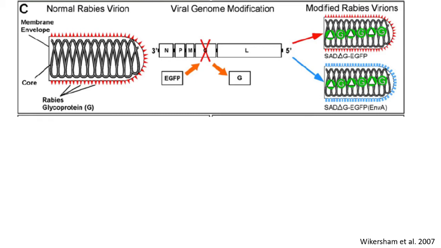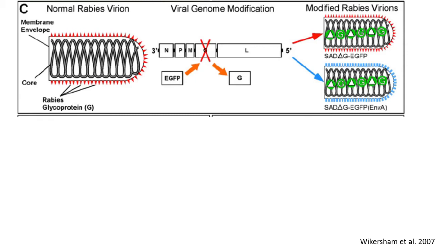Wickersham et al. created a modified rabies virus by deleting the rabies virus glycoprotein gene. The glycoprotein is not required for replication, but it is required for transsynaptic spread of the virus. They replaced that gene with one that coded for green fluorescent protein so that they could see which cells the virus replicated in.